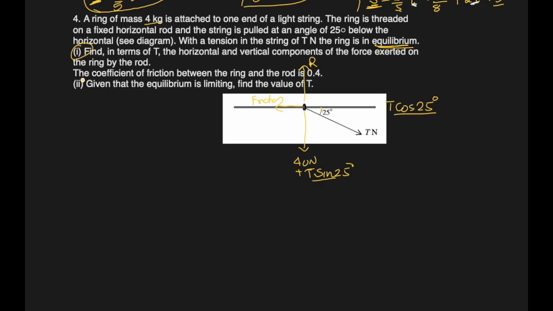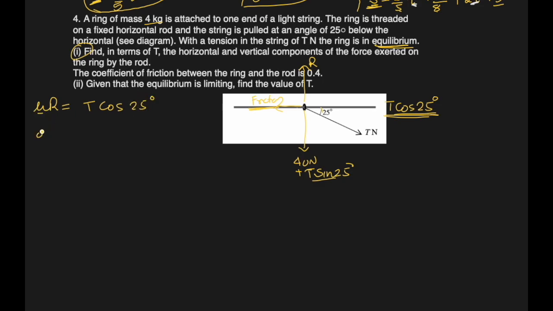Part 2. The coefficient of friction between the ring and the rod is 0.4, given that it is in limiting equilibrium. So find the value of T. So we'll just make an equation and we'll get our solution. So friction, this horizontal component will be equal to this horizontal component, and they are already equal. So friction mu R will be equal to T cos 25 degrees.